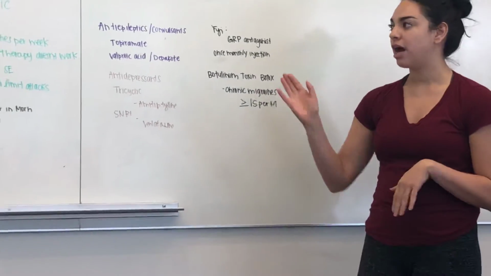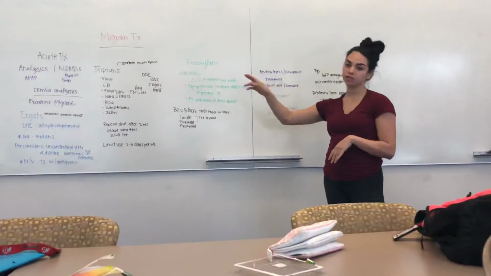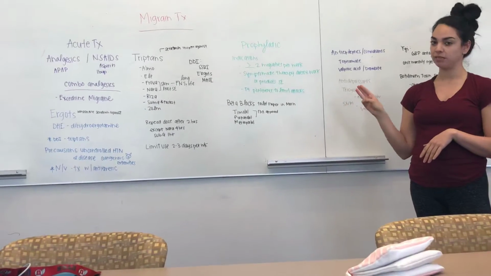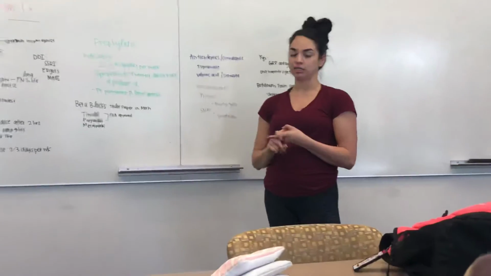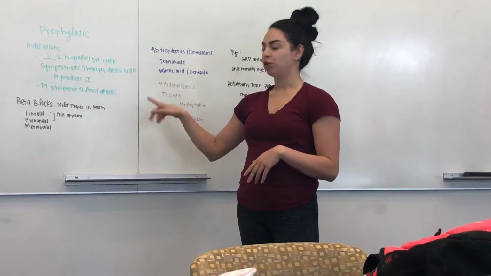Just to go over treatment, we have the acute treatment, which includes your analgesics, your NSAIDs, your ergots, and your triptans. And then we have prophylactic, which is your antidepressants and your anticonvulsants, and then your beta blockers.